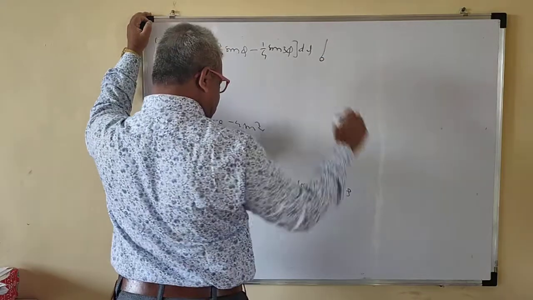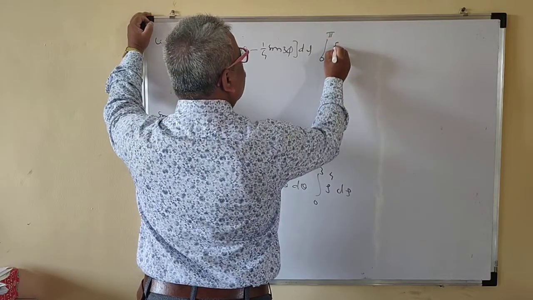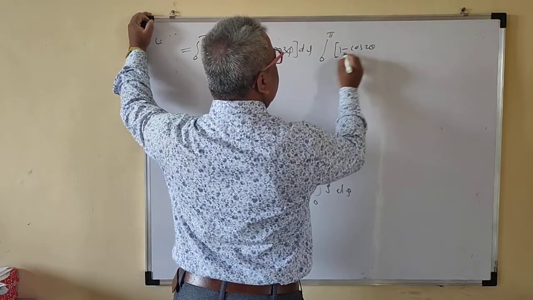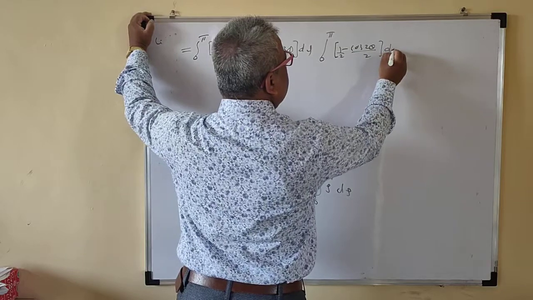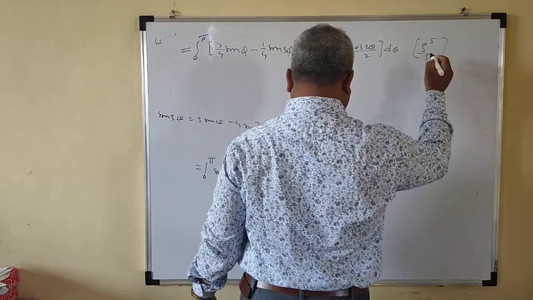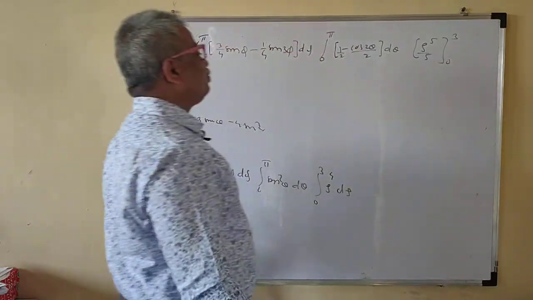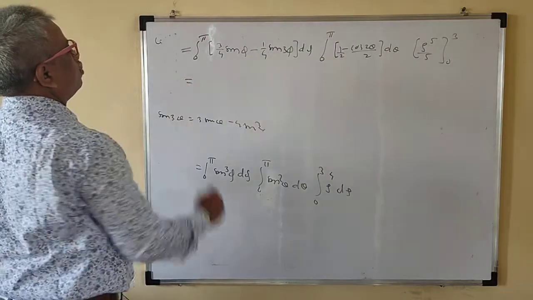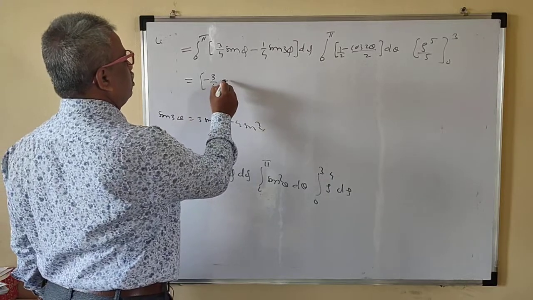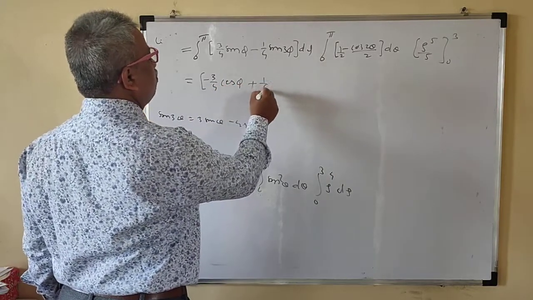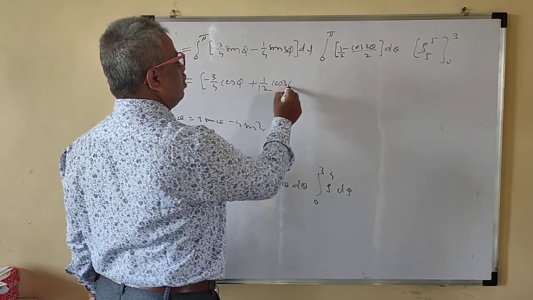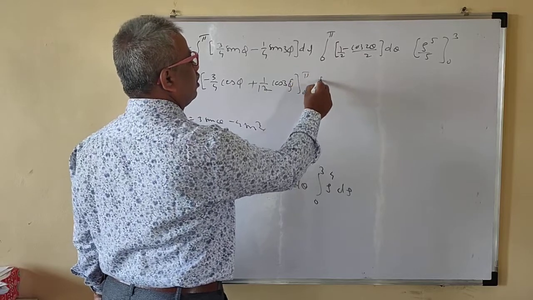Now you have to integrate sin square theta. 2 sin square theta is 1 minus cos 2 theta, so this is 1 minus cos 2 theta upon 2 d theta. This you can integrate easily. Rho to the power 5 upon 5, 0 to 3. Now you can integrate all: minus 3 by 4 cos phi plus 1 by 12 cos 3 phi, 0 to pi.